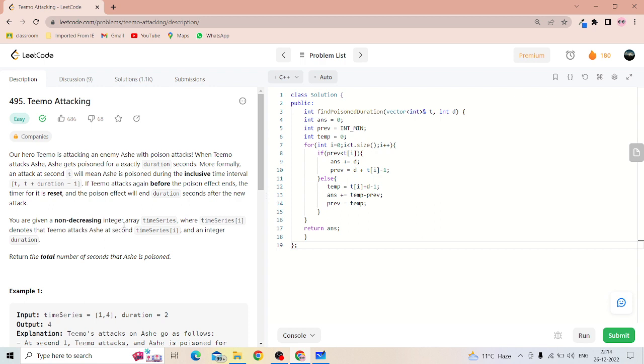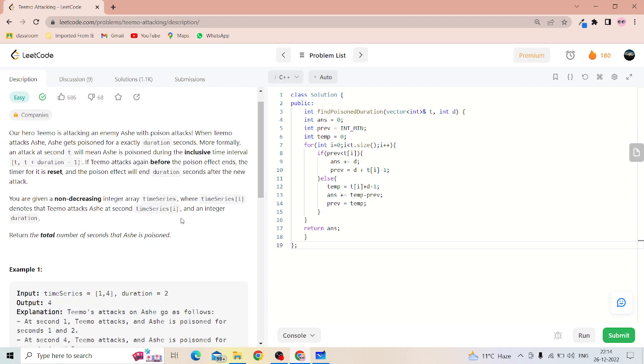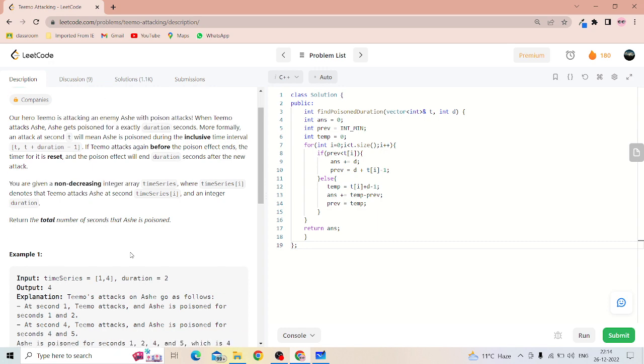You are given a non-decreasing integer array timeSeries, where timeSeries[i] denotes that Teemo attacks Ash at second timeSeries[i], and an integer duration. Return the total number of seconds that Ash is poisoned.